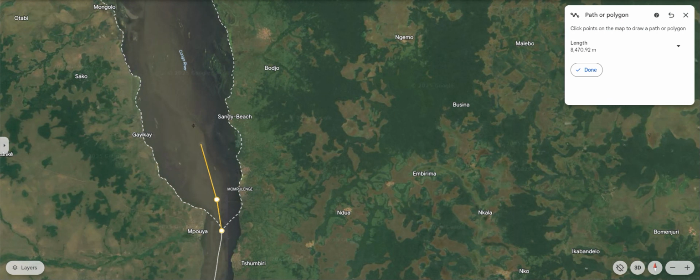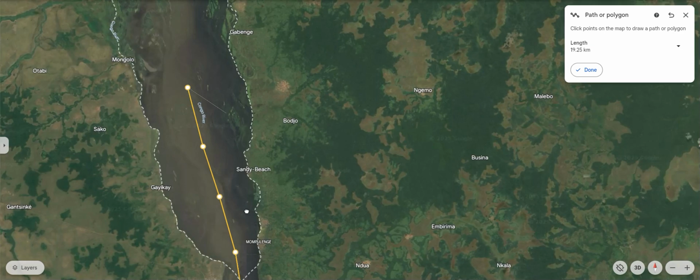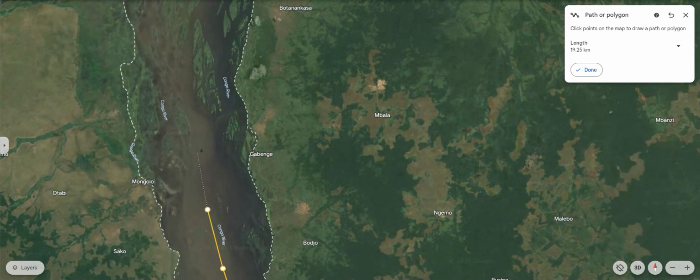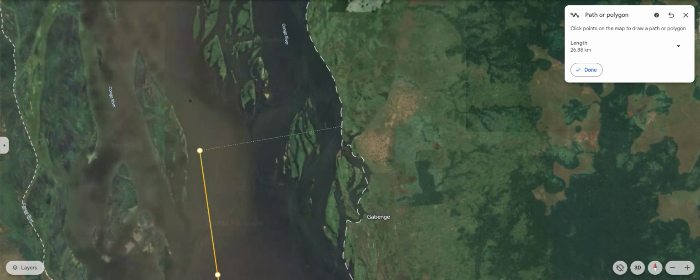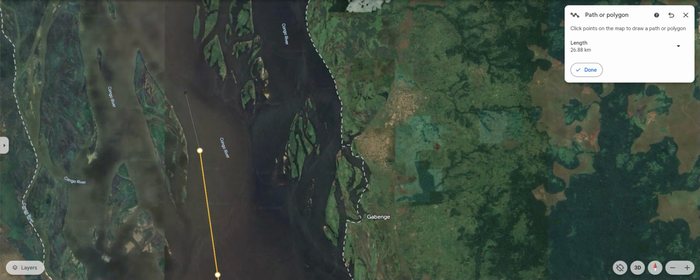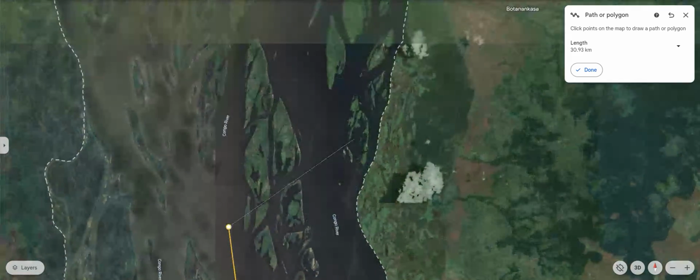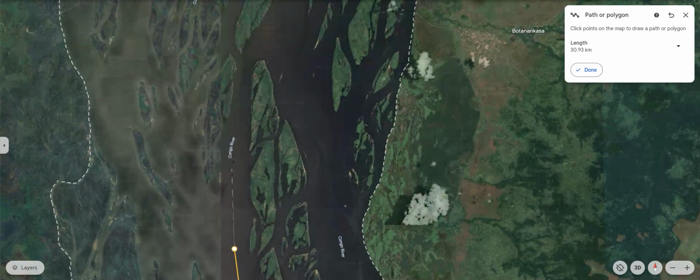So right here, it's pretty straightforward. You just go through the middle of the river. But then once you get a little bit farther north, it gets a little complicated because there's a bunch of these islands, and that's when you have to kind of zoom in a little bit and see where exactly the middle of the river is.